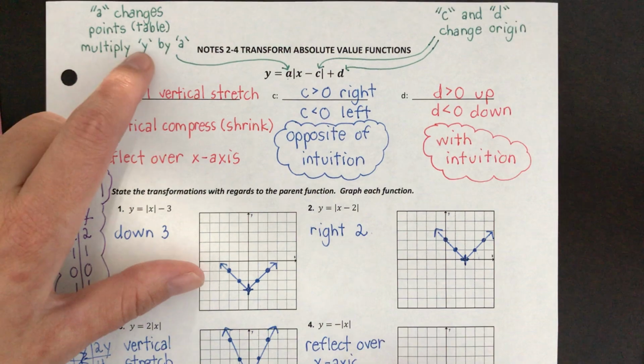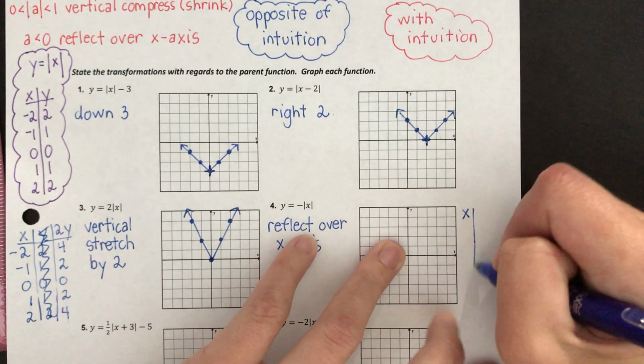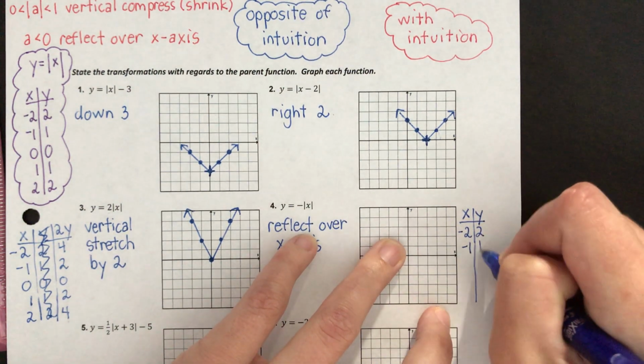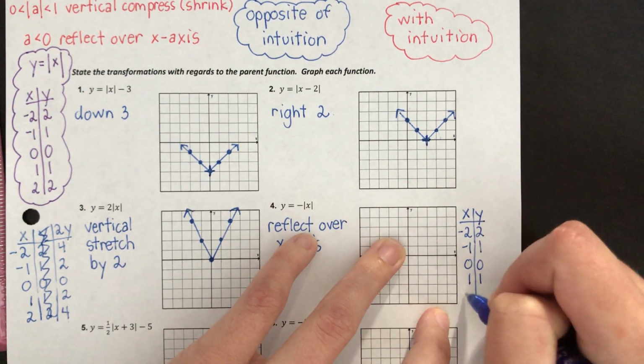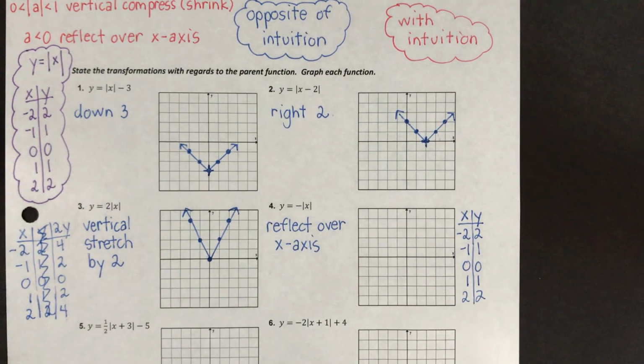We're going to multiply the y's by a. So I'm going to take my original points: (-2, 2), (-1, 1), (0, 0), (1, 1), (2, 2). Aren't you glad we wrote this table here so we didn't have to keep flipping back to the pink notes?